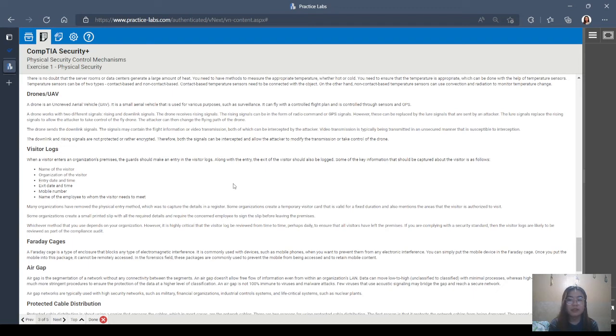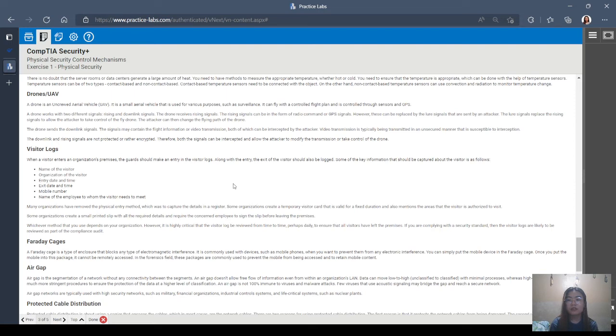The drone sends the downlink signal. The signal may contain the flight information or video transmission, both of which can be intercepted by the attacker. Video transmission is typically transmitted in an unsecured manner that is susceptible to interception. The downlink and rising signals are not protected or encrypted. Therefore, both signals can be intercepted and allow the attacker to modify the transmission or take control of the drone.